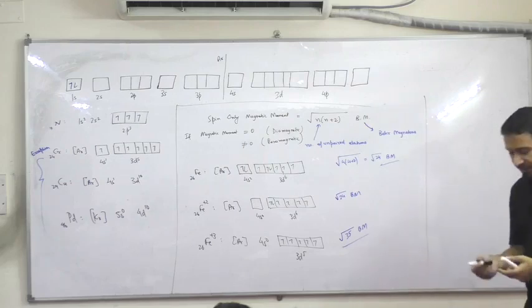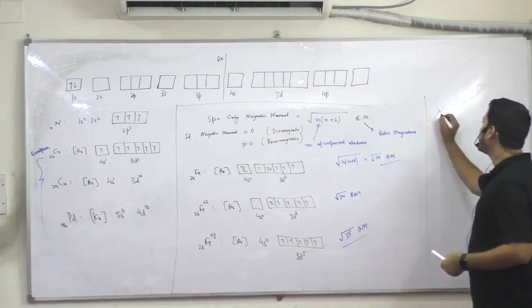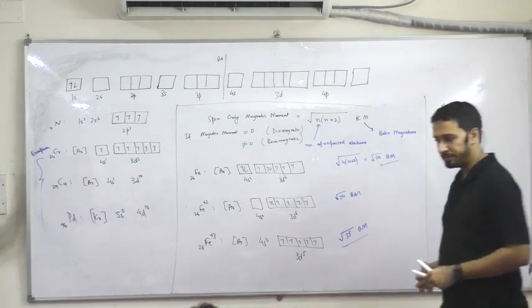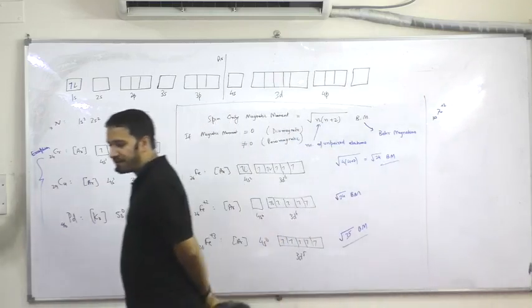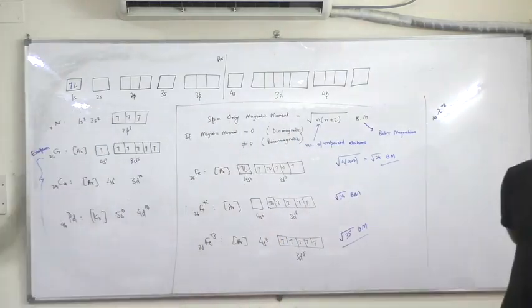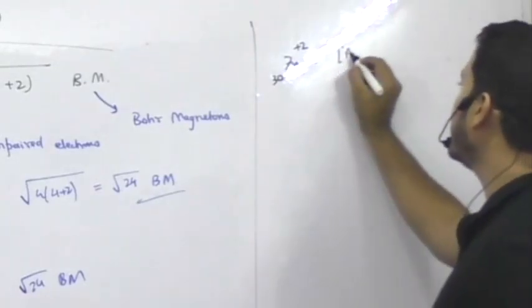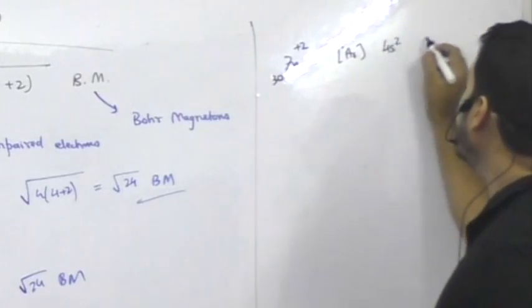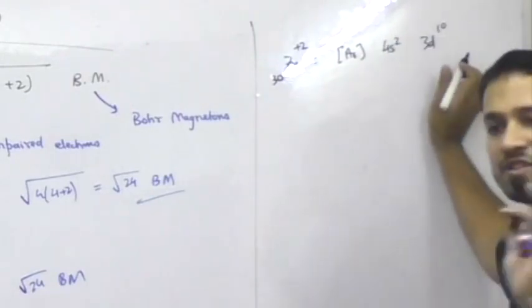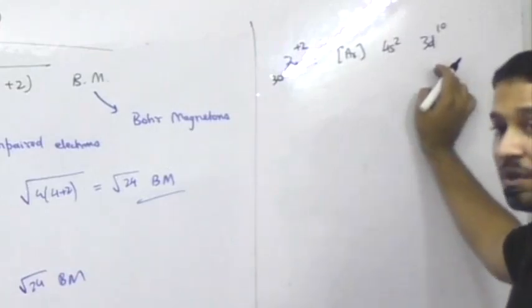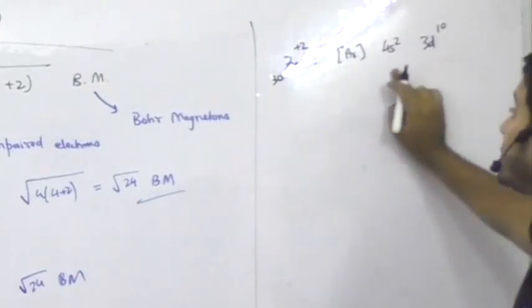Is it okay? Can you tell me what is the magnetic moment for zinc plus 2 then? Zinc is atomic number 30. Please solve. What is the magnetic moment for zinc plus 2? Yes, 0. Zinc is argon 4s2 3d10. All the electrons are paired. This is zinc. So what is the magnetic moment for zinc? 0. But when zinc loses 2 electrons, where are those electrons lost?